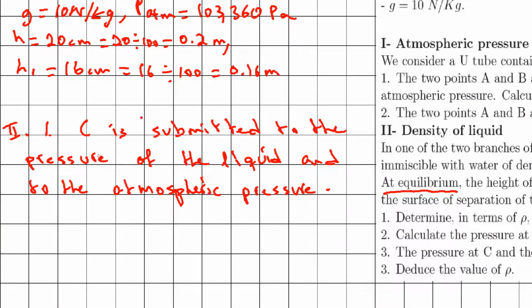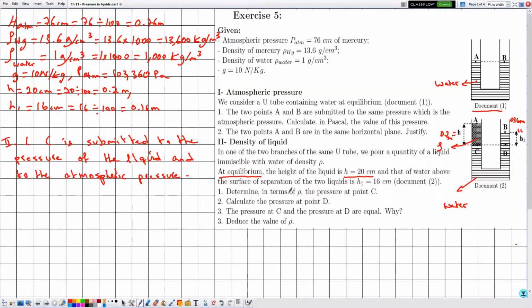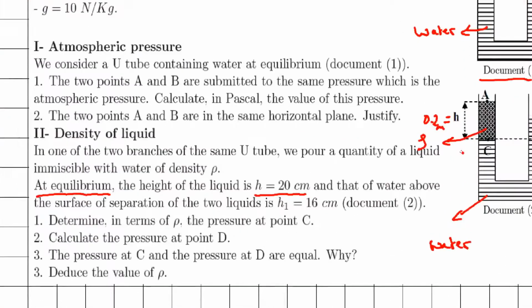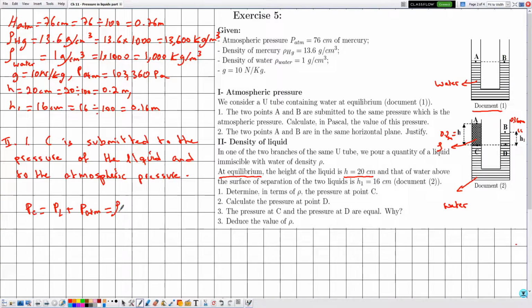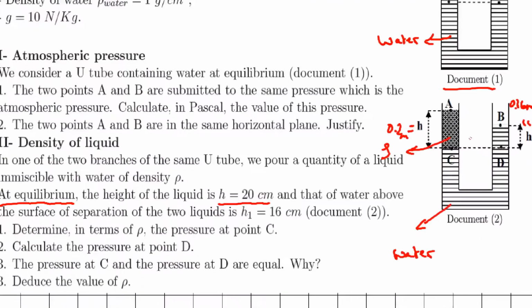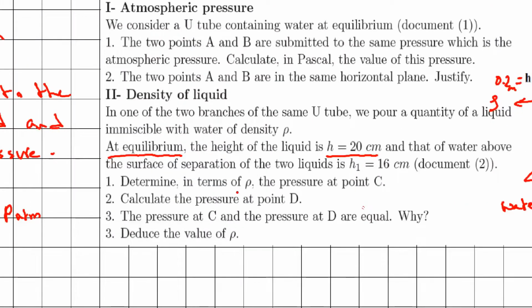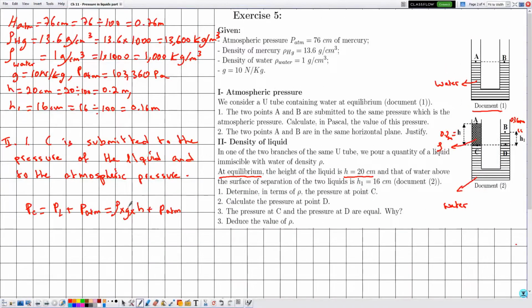So they usually give half a mark for this statement. This statement is important. So the pressure at the point C is equal to the pressure due to the liquid, let's denote this pressure by PL, plus the atmospheric pressure. Now the pressure due to liquid is given by the density of the liquid times G times the depth at which you are calculating this pressure. So the density of this liquid is denoted by rho times G times the depth, which is denoted by H, plus P atmospheric. Notice that in this case they are telling me in terms of rho, so we need to keep rho as a variable.